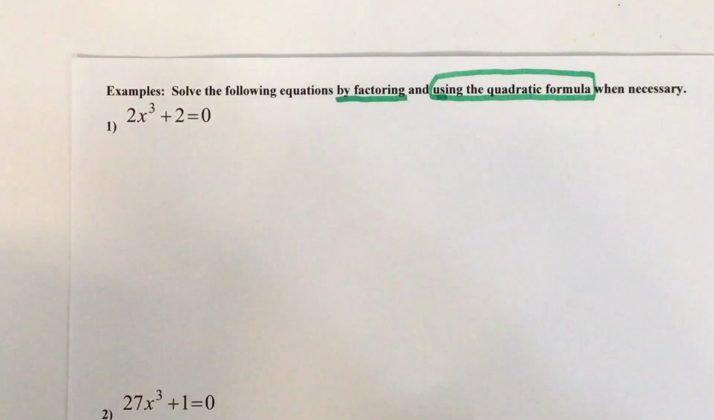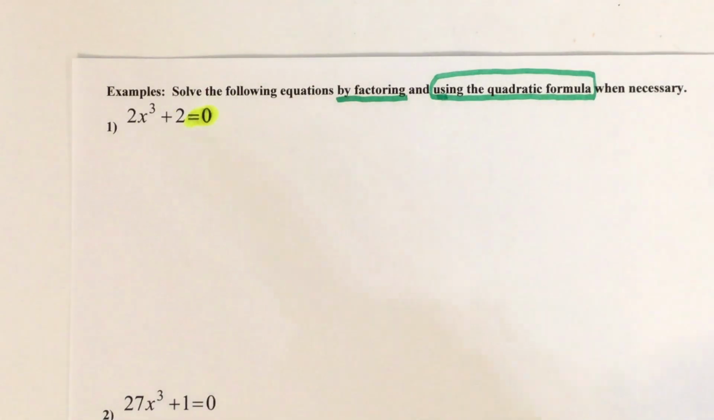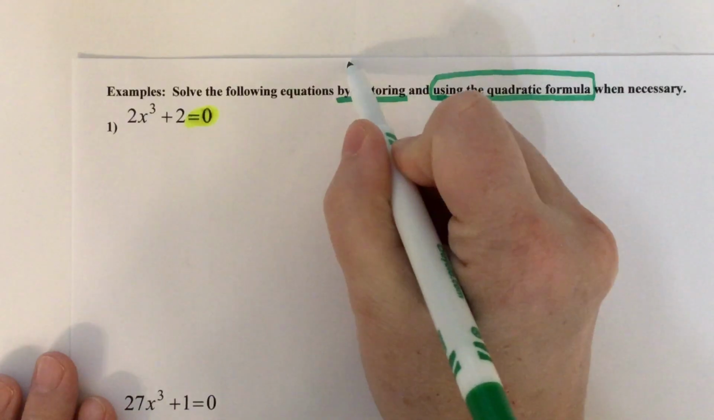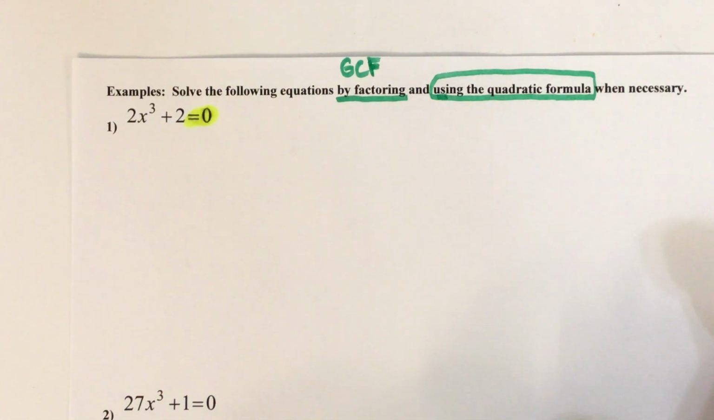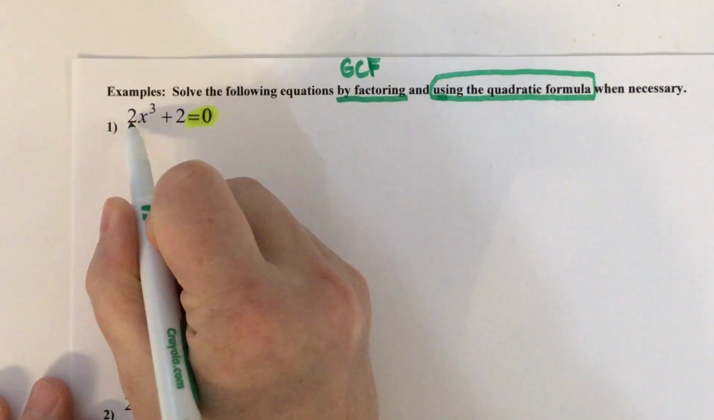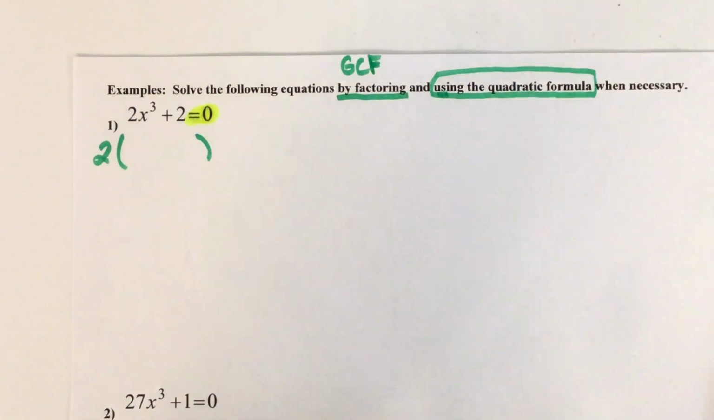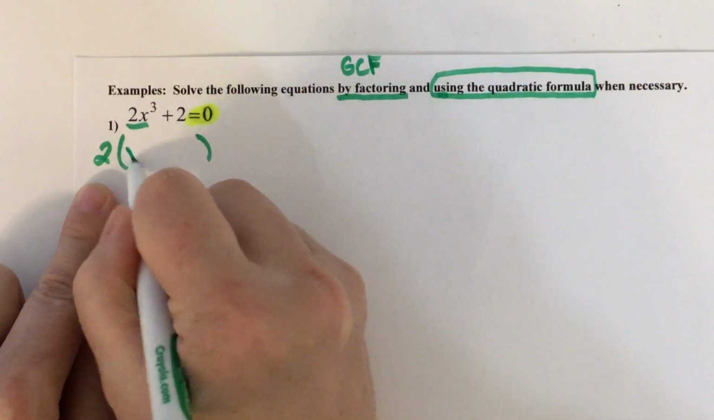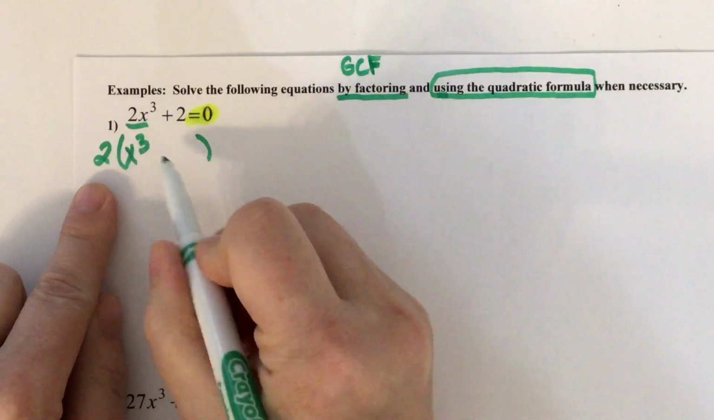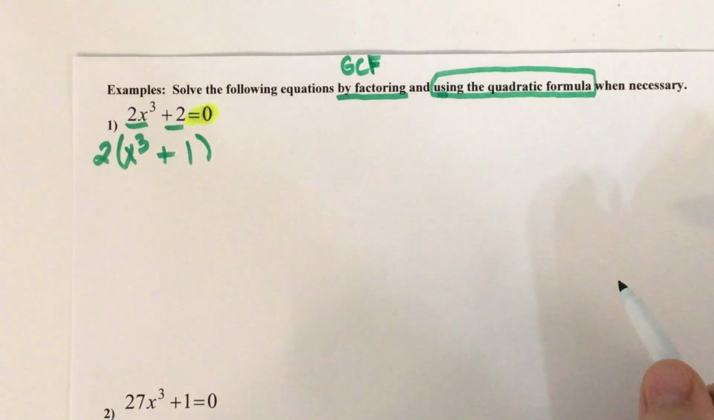Okay, so with these problems, they do need to say equals 0 before you begin. So as long as they say equals 0, you're ready to start. We always start looking for a GCF when we're factoring. Does this one have a GCF? Yeah, 2. 2 can go into 2 and 2. All right, so let's factor out our GCF. So 2 times what makes 2x cubed? 2 times x cubed. And 2 times what makes 2? 2 times 1.